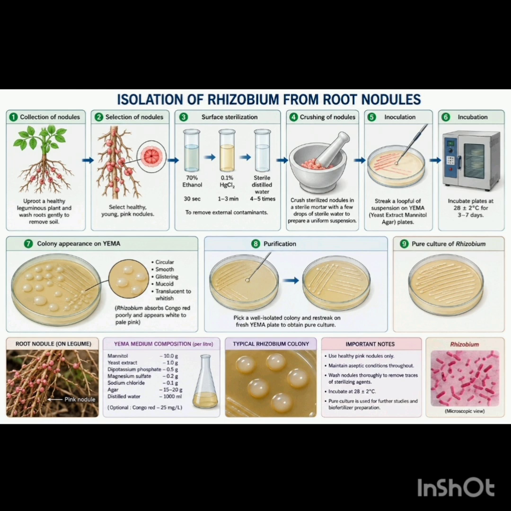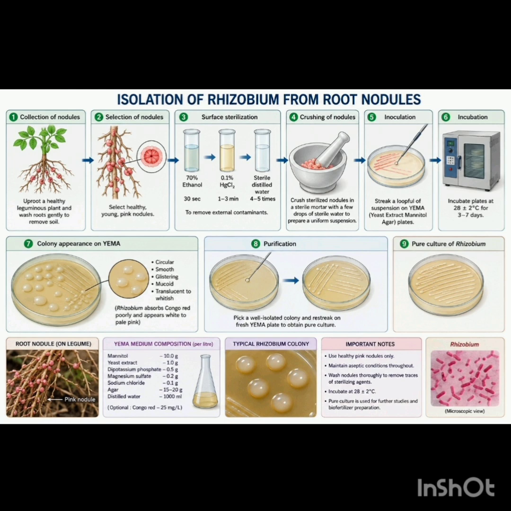So, in this practical exercise, our objective is to isolate pure cultures of Rhizobium from root nodules of a healthy leguminous plant. The first and foremost important step is the selection of fresh, healthy pink nodules. Pink nodules indicate active nitrogen fixation due to the presence of leghemoglobin, a pigment that regulates oxygen concentration within the nodules and protects the nitrogen fixing enzyme nitrogenase.